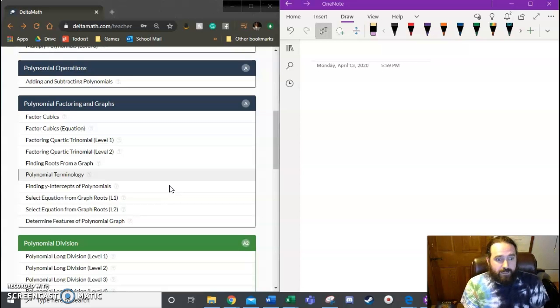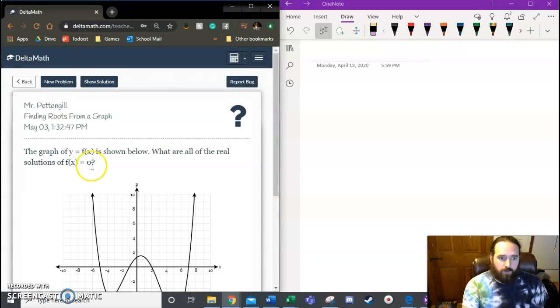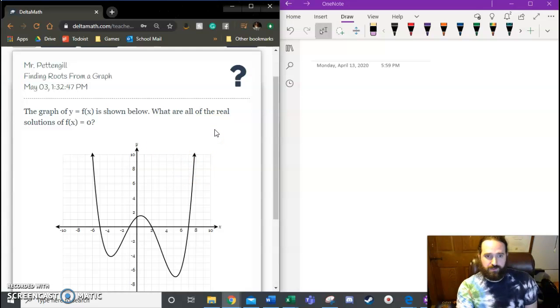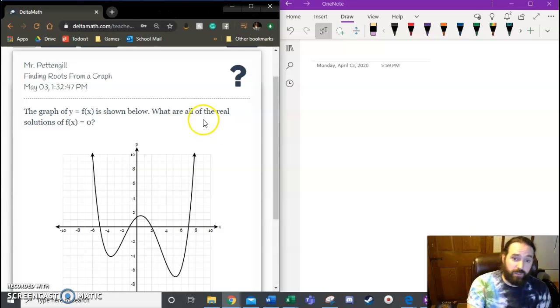Next up, finding roots from a graph. Just to go over what we're expected to do here: the graph y equals f of x is shown below. What are all real solutions of f of x equals 0? On this graph, there can only be real solutions, so don't worry about that real part. It's asking for real numbers. We aren't working with imaginary numbers.